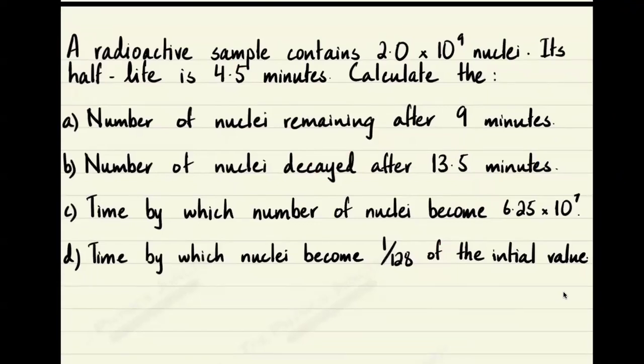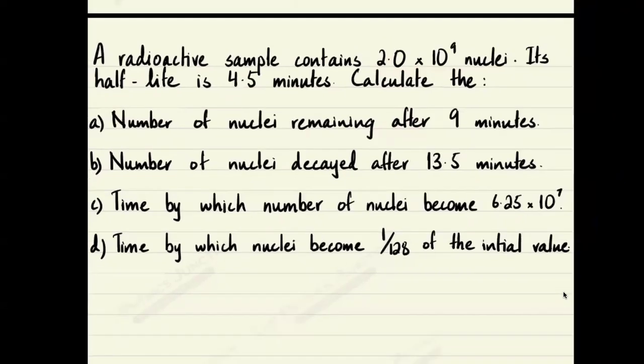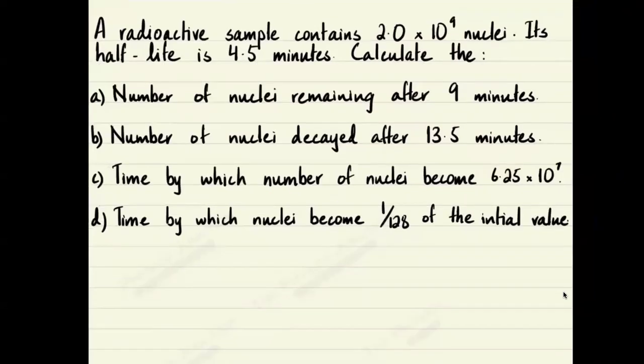So this question says a radioactive sample contains 2 × 10⁹ nuclei. Its half-life is 4.5 minutes. So after 4.5 minutes, this number of nuclei would halve. Calculate, in part A, the number of nuclei remaining after 9 minutes. All right, again thinking about the number of half-lives. If 9 minutes is the time, and this is 4.5 minutes, I know 9 over 4.5 is 2 half-lives.